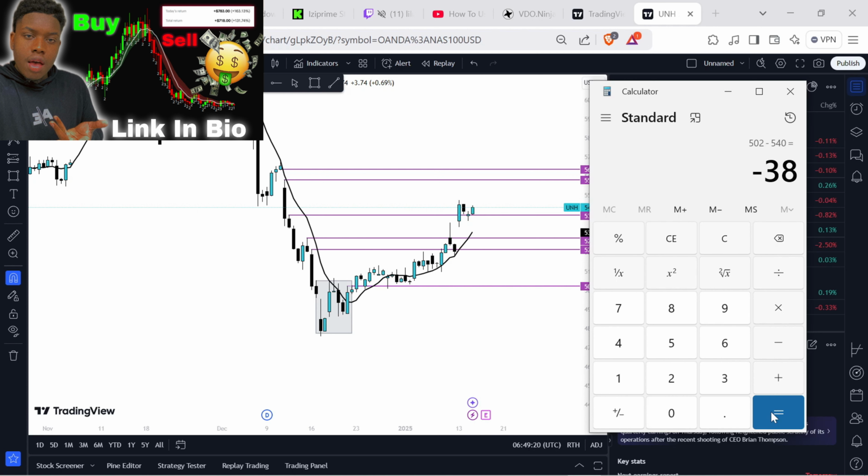540. That's a $38 move. Usually 10 stocks that do $2 moves, easy $100, easy $150, depending on how much you put in. So a $40 move, $38 move is serious racks, right? I got $500 on these contracts.